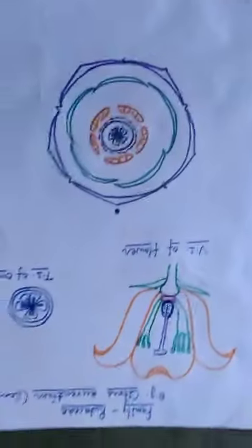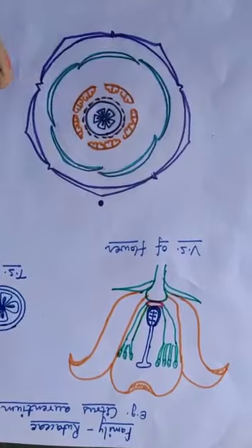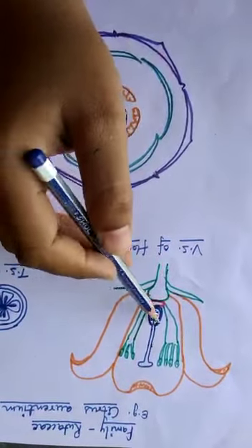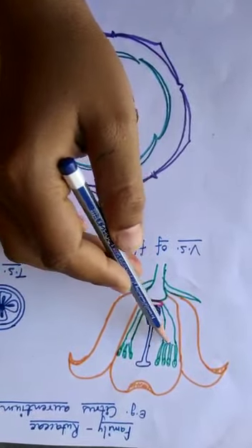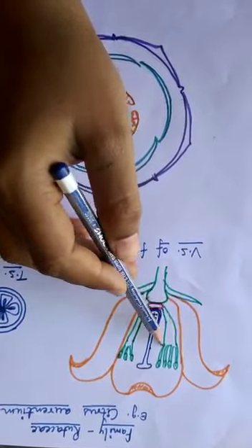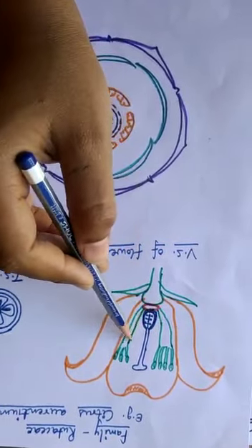Now discuss about the flower. Here are the anthers present in groups. This is called obdiplostemonous.